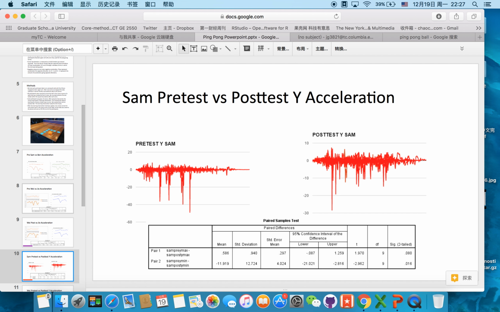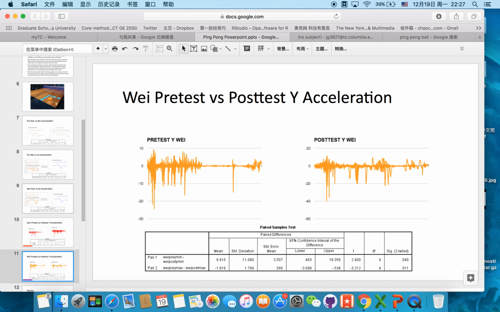These graphs are Y acceleration values over time in the pre-test and post-test for 10 trials each. The t-test of means shows a significant increase in the average minimum acceleration and an insignificant decrease in the maximum acceleration for Sam.